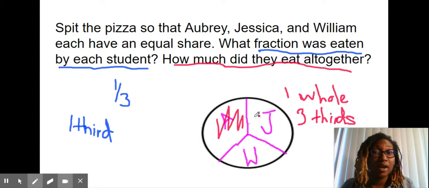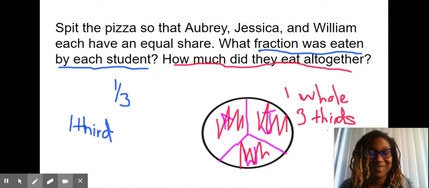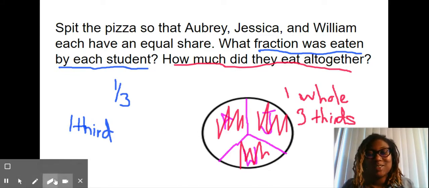Aubrey ate all hers. Jessica ate all hers. William ate all his. Now the whole pizza is gone. There's no more left for anybody else. Okay, great job.